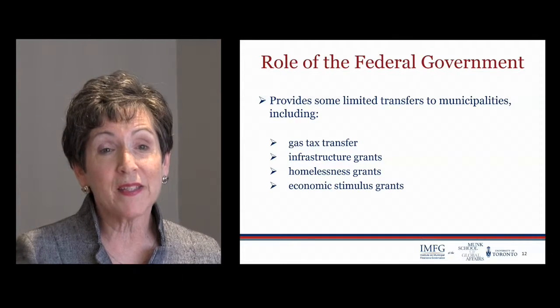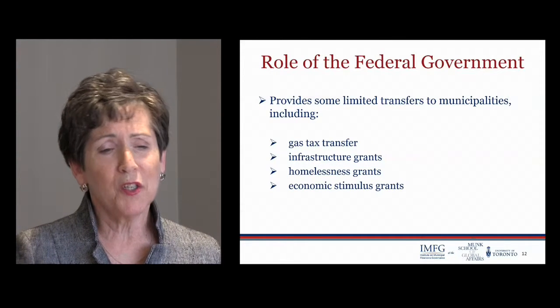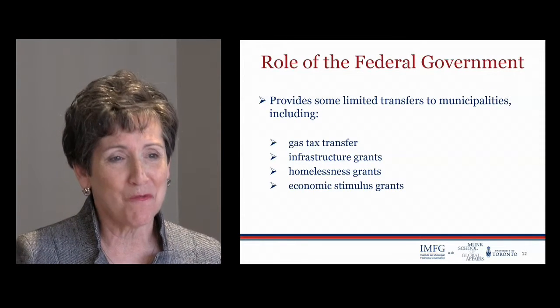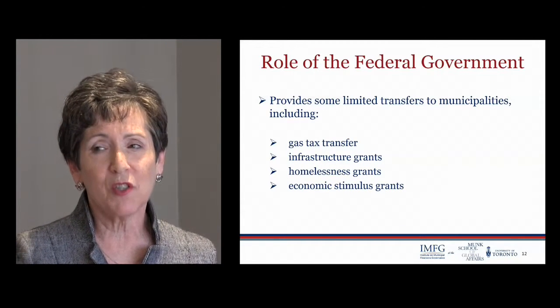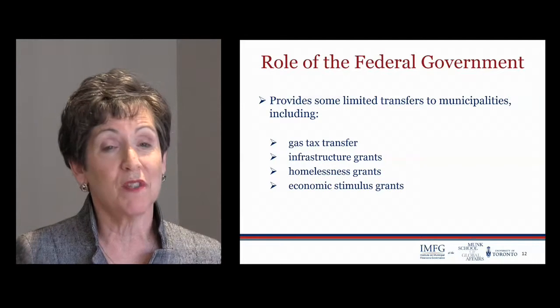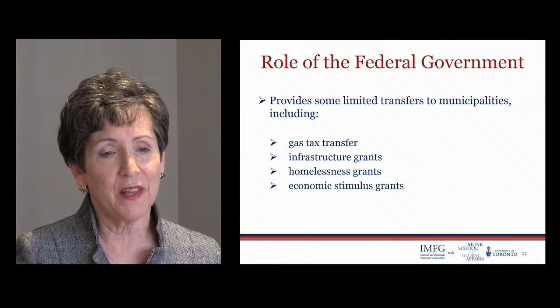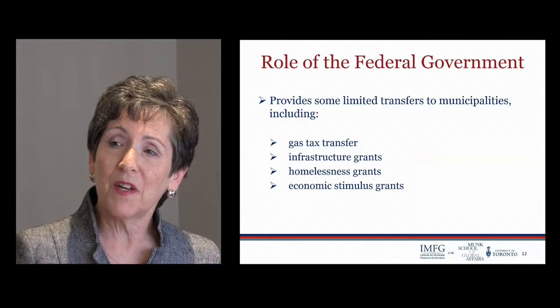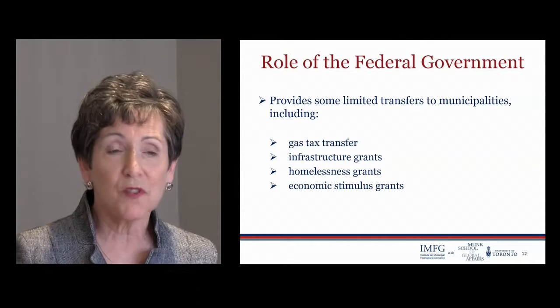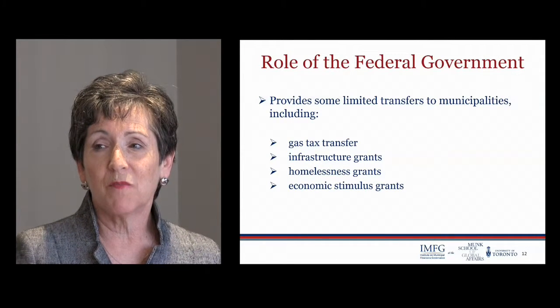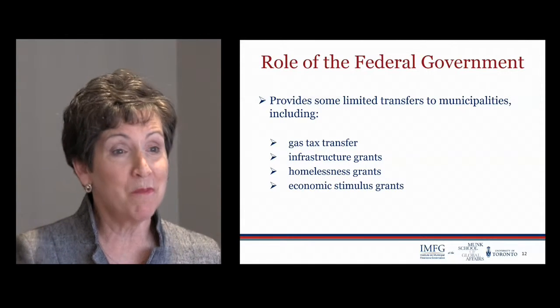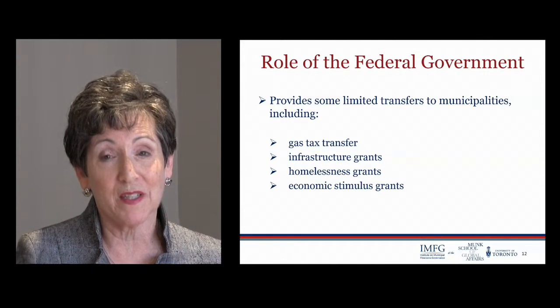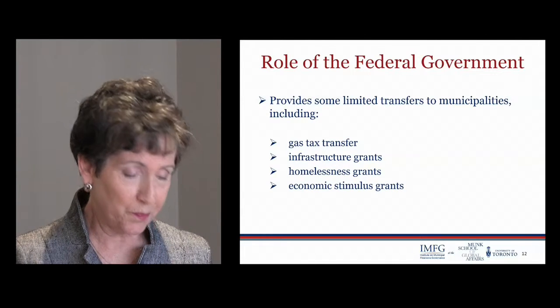There's something called the gas tax transfer, which used to be based on its gas tax revenues. A portion was given to local governments across Canada. Now it's just a lump sum transfer that's increased every year by the rate of inflation. But the federal government also provides infrastructure grants. It provides grants for homelessness, and depending on the economy, may provide some economic stimulus grants, as it did after 2008.